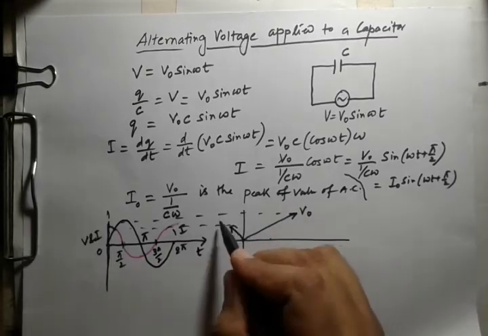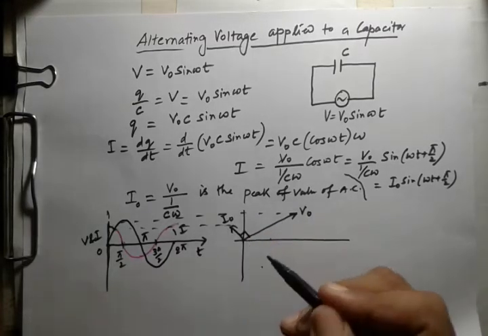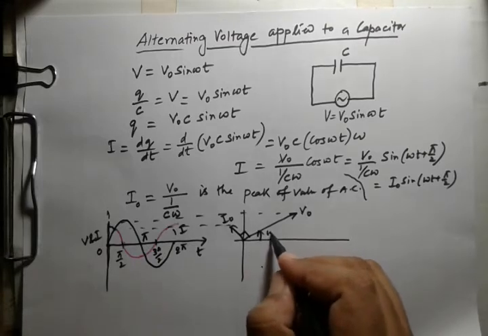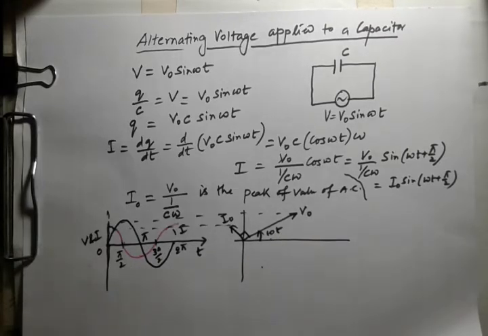The phasor diagram also will be like this. This is I naught, this one is 90 degree, this one is omega t. So from here you can say that the current leads the EMF by an angle of pi by 2. So you can write: current leads the EMF by an angle pi by 2.